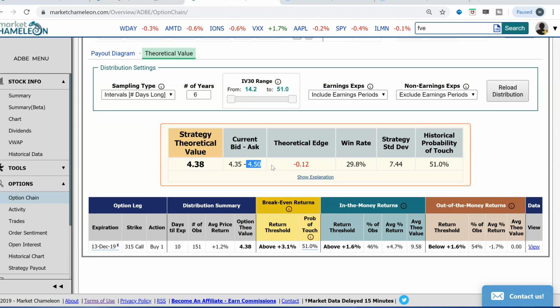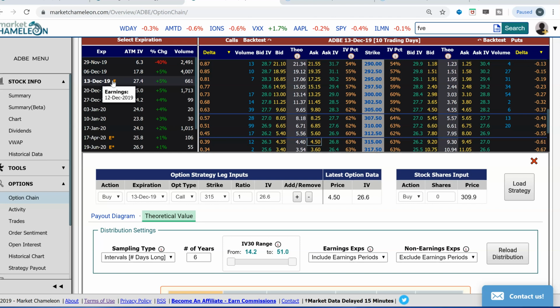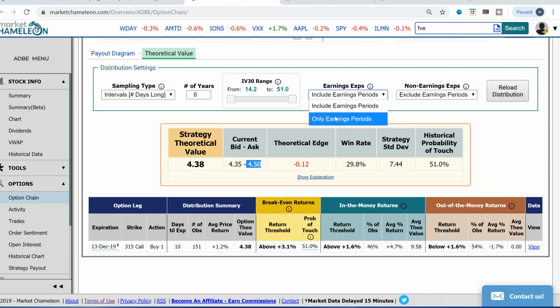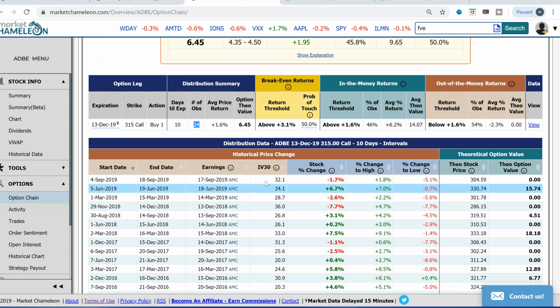But let's just change that scenario and say, well, I know that Adobe is coming out with earnings prior to this expiration. So let's look at only periods with their earnings. Forget about all the rest of the periods, just when they have earnings. I'm going to reload that strategy. In the last 6 years, now I could see that there's 24 observations. You know, here's the data. So it's only looking at earnings periods.